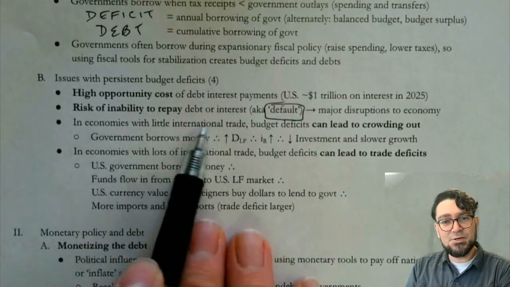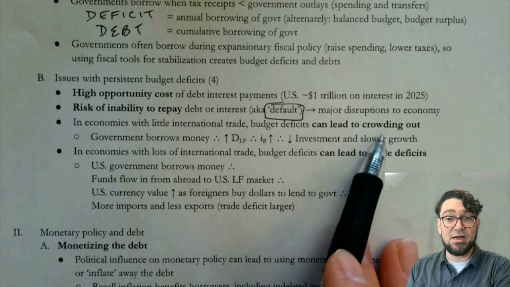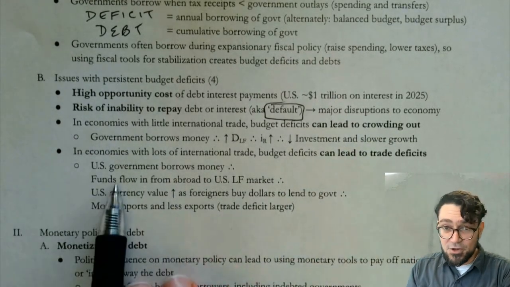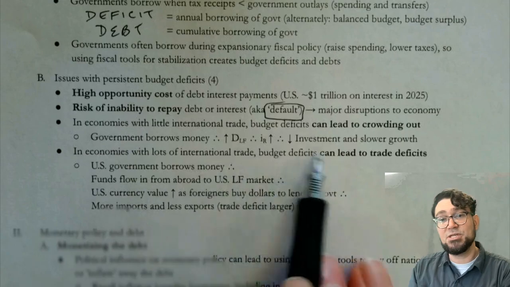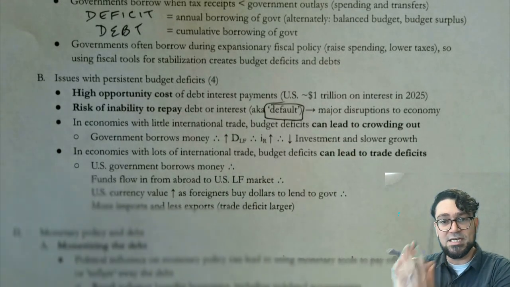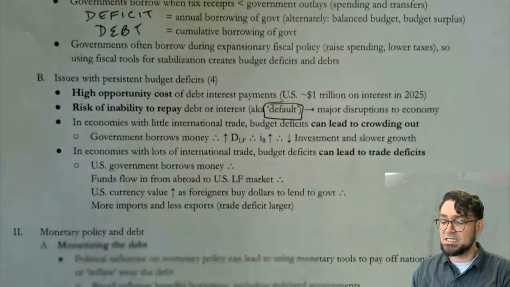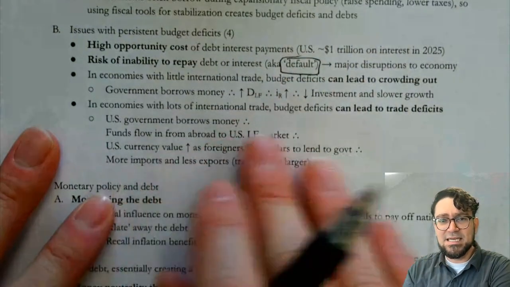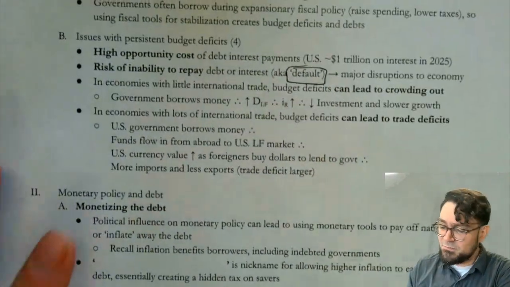In economies with little international trade, budget deficits often lead to crowding out, which we've talked about ad nauseum in this class, but it can slow your economic growth. The other alternative world is in economies with lots of trade, budget deficits often go along with what are called trade deficits. They're even called the twin deficits. And excuse me, the reasoning behind why it happens is a little bit complex, but I think you're smart enough to follow it.